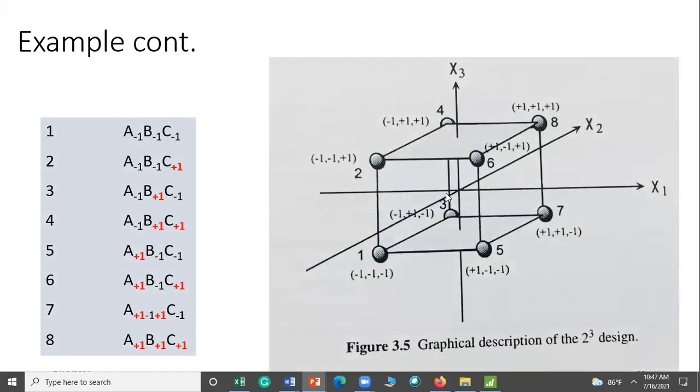And interactions also discussed, how to get interactions. In this picture you can see this is the optimum level. Actually there are 8 samples, so this is the optimum level.